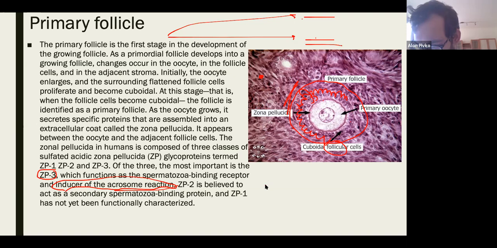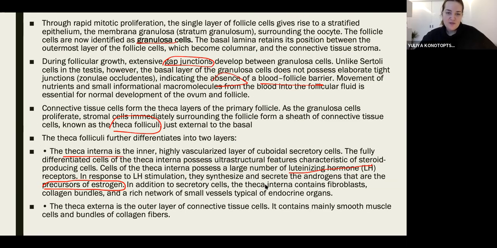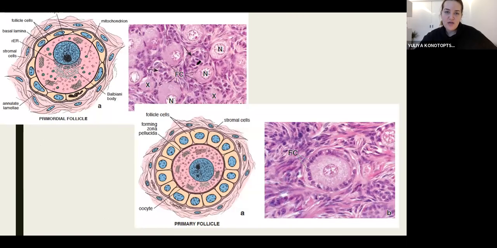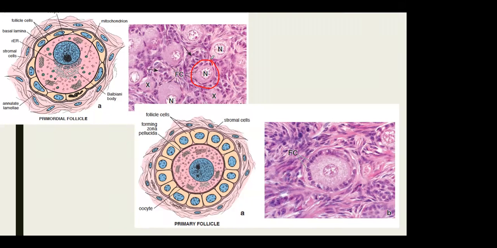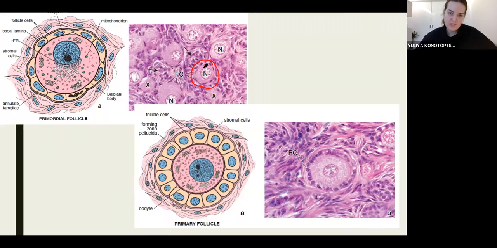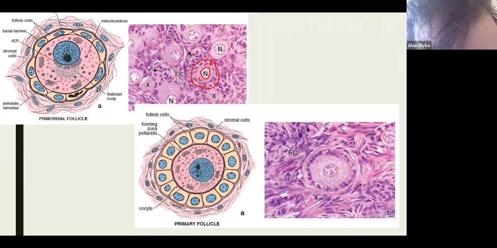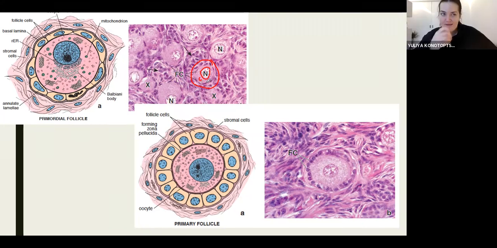Okay, so theca interna, theca externa. Which kind of follicle is this and why? Primordial follicle, very good, because here we have a nucleus. This is the cytoplasm of the primary oocyte. And what are these cells? Follicular cells, but their shape is simple squamous. So this is definitely a primordial follicle.